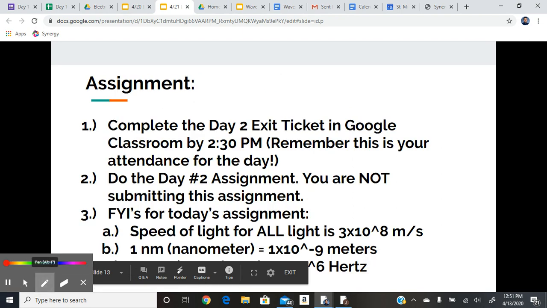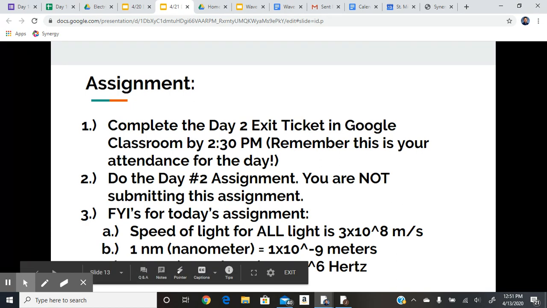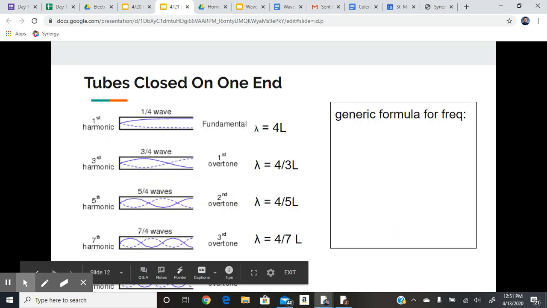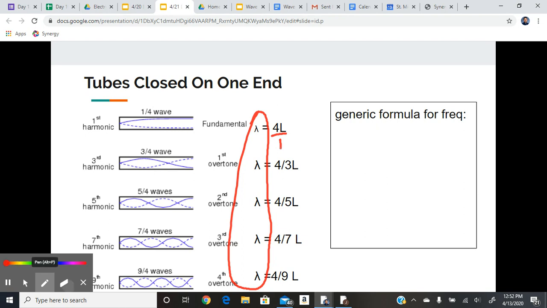Sorry, I want to go back. So this is some of your wavelength equations, what they would look like for your closed tubes when you're solving for those. Now you will have 4 over whichever harmonic you are in. So this one would be 4/1. This one would be 4/3, 4/5, 4/7, 4/9.